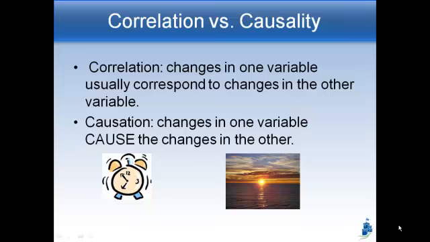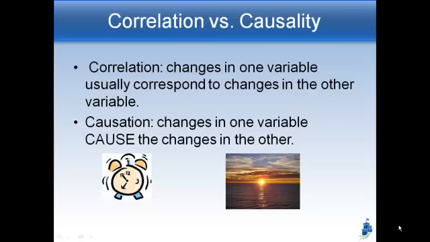However, we cannot say that it is in fact carbon dioxide which is the cause of the increases in hurricanes. Statistics doesn't give us enough power to prove something like that. So let me explain the difference. For correlation, changes in one variable correspond to changes in the other variable. We can say that they correspond. For causation, changes in one variable cause the changes in the other. And let me explain the difference using this example.